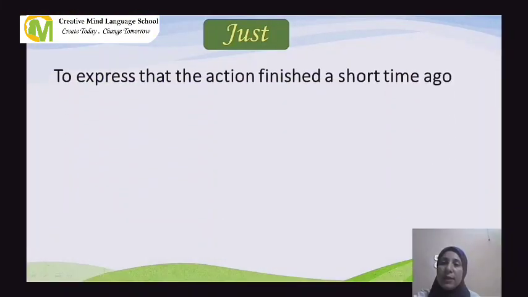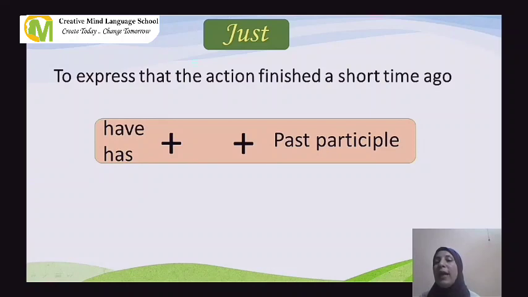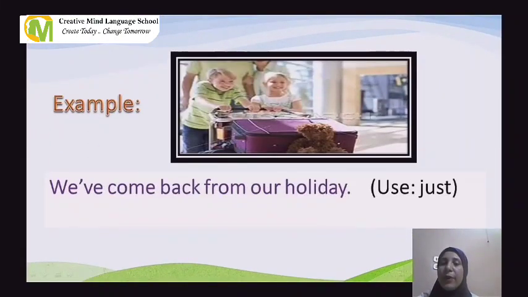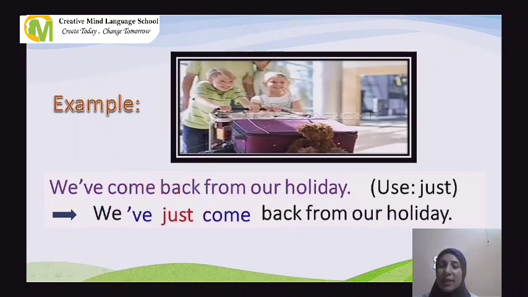The next keyword is just. Just is to express that the action finished a short time ago, and we put it between has or have plus the past participle. We say have just and the past participle, or has just and the past participle. Example, we have come back from our holiday. Use just. Remember where we put just between have or has and the past participle. So the answer is we have just come back from our holiday.